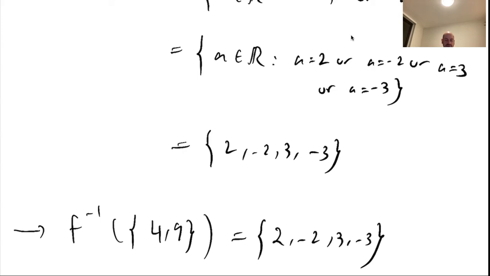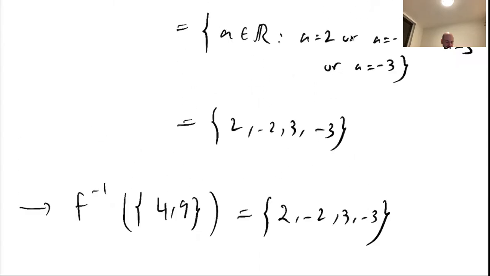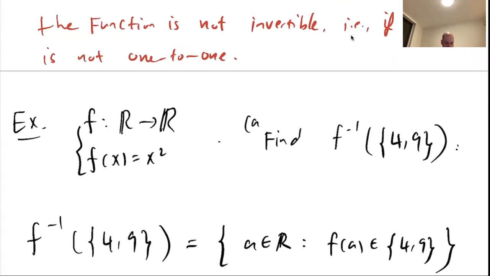So again, I repeat one more time. f inverse of a set is also a set. It is in fact a subset of the domain. Which subset of the domain? A subset containing all elements which are going to be mapped to something inside your set, which is in this case {4, 9}. Well, 2 is mapped to 4, minus 2 is also mapped to 4, 3 is mapped to 9, and minus 3 is mapped to 9. So these 4 elements will be f inverse of {4, 9}. So let's say this is part A.